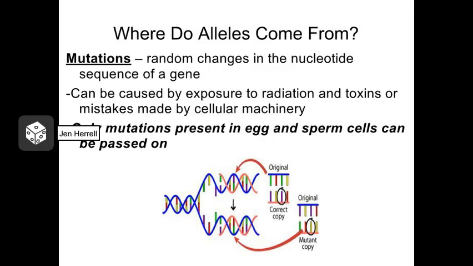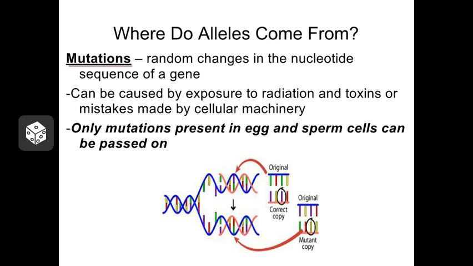You might ask yourself, where do all these alleles, all these variations come from? Well, of course, variations on the DNA come from mutations. Mutations are those random little changes in the letters of the DNA. Now, what causes mutations? Well, we already discussed that.